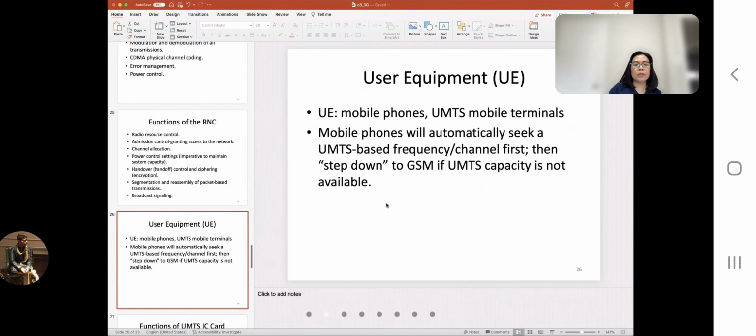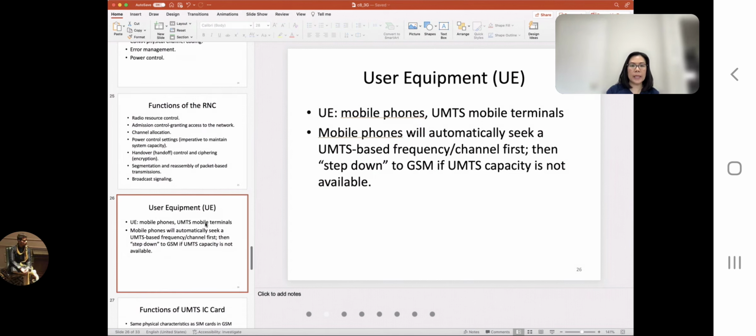Okay. So the user equipment, mobile phones. Now again in 3G networks, both GSM and UMTS can coexist. So that's why mobile phones will automatically search for a UMTS frequency or channel first, right? If it cannot find a UMTS frequency or channel, then it will step down to GSM if UMTS capacity is not available, okay? Because both 2G and 3G networks exist in the same domain, in the same space.